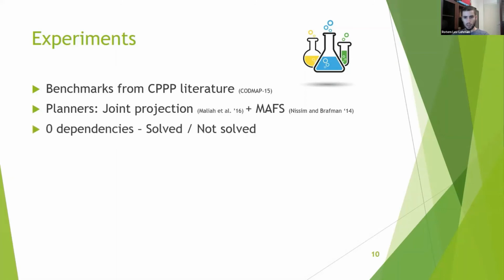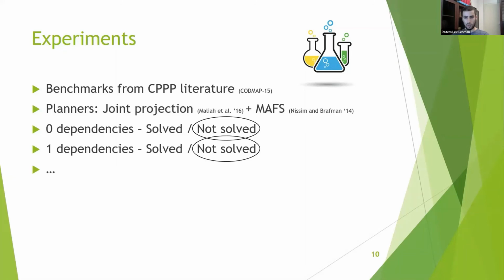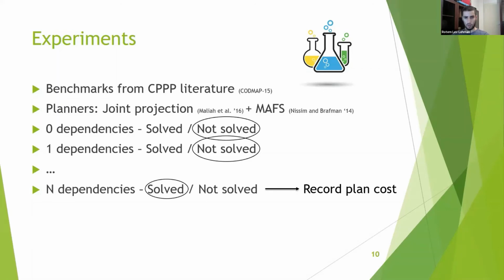For each problem in each benchmark domain, we first disclose no dependencies at all and then try to solve the problem. We record if it was solved under a timeout of 5 minutes, and if so, we record the plan cost. We repeat the process, disclosing new private dependencies, running the planner, and recording statistics. And then we compute the average solution cost and the number of solved problems.